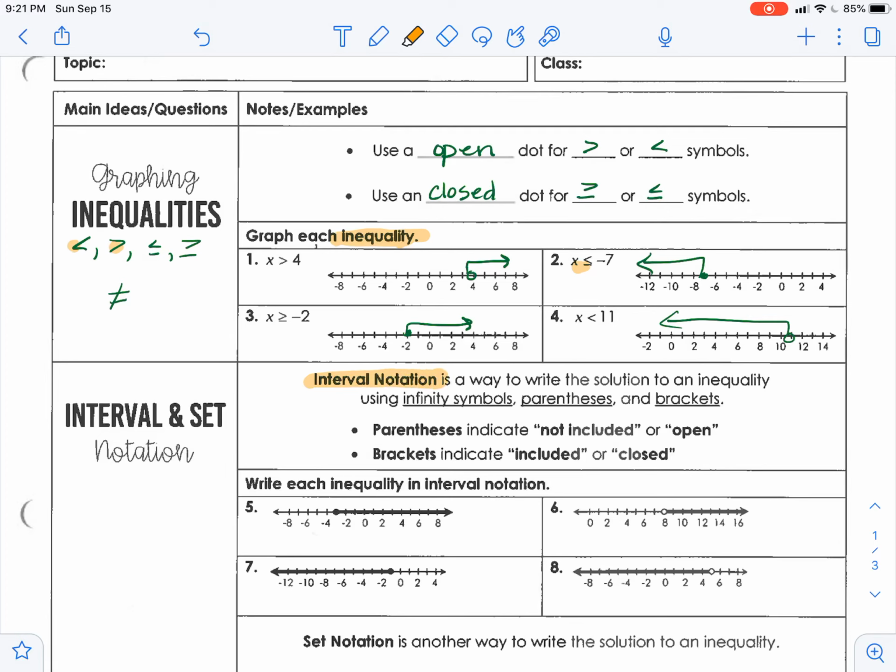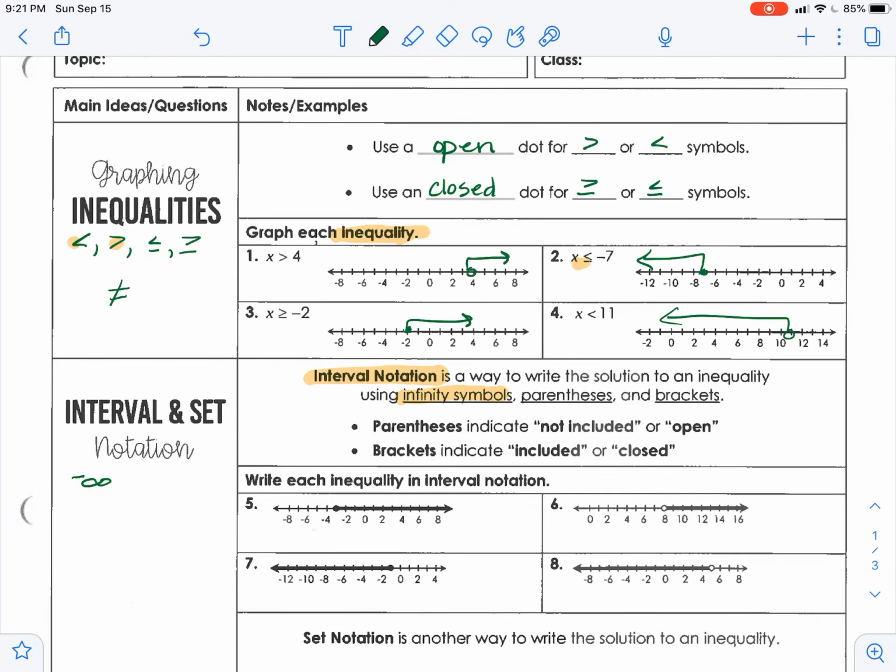And interval notation is probably going to be new to you. It is to most kids at this level. So the interval notation is going to use your infinity symbol. Now, what's the infinity symbol? Well, it is the symbol that looks like this, and we put a negative in front of it to mean negative infinity, and we put a positive to mean a positive infinity.